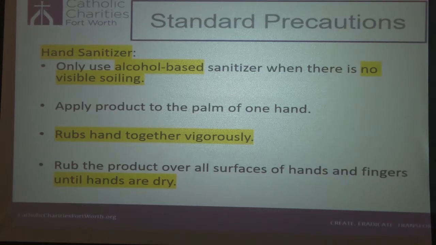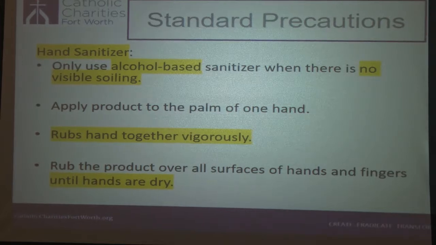Hand sanitizers. Only use alcohol-based sanitizers when there is no visible soiling. If there's nothing on the hand that you can see, you can use those. And you'll see them everywhere, almost any place, even in the grocery stores. Apply the product to the palm of one hand, rub hands together vigorously as if you were washing with water. The same procedure. The wrist, the back of the hand, and between the fingers, under the nail, until the hands are dry.